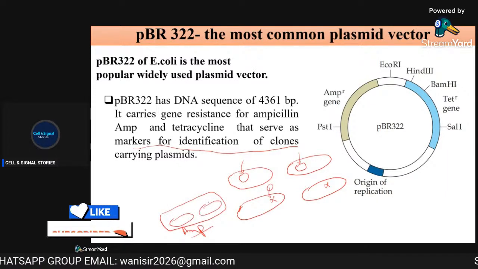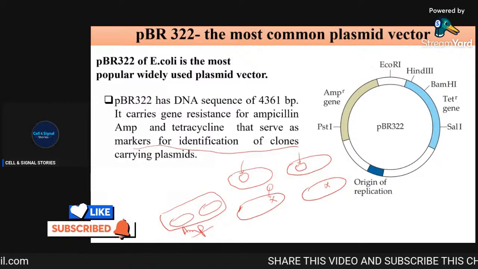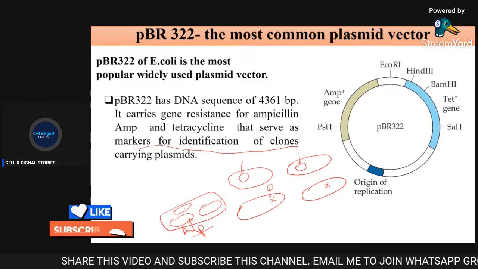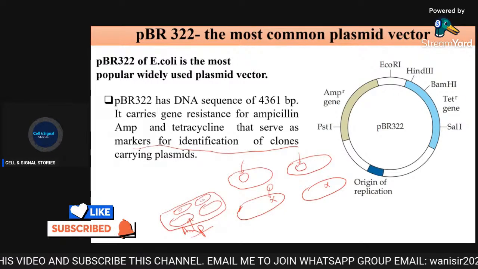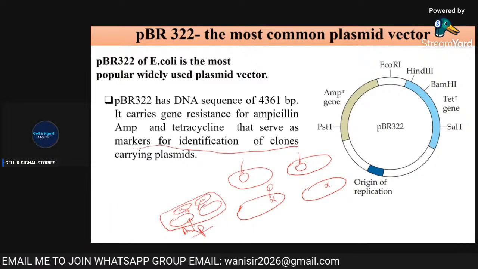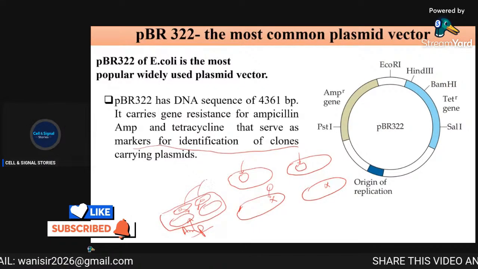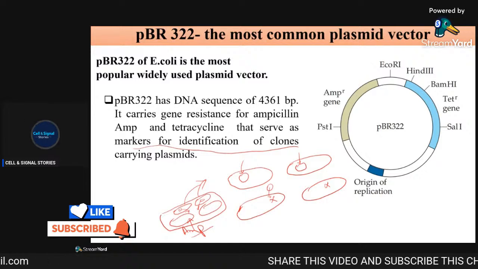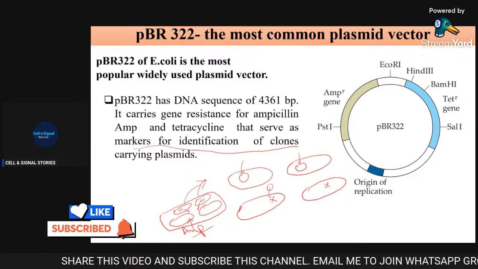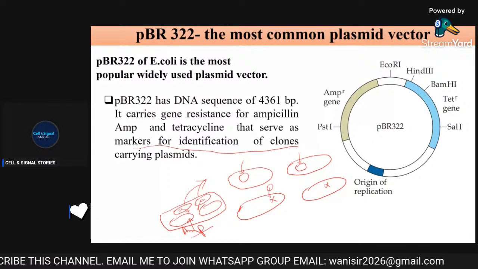These cells which do not have the pBR with the ampicillin resistance gene will die because they are sensitive to ampicillin, and those cells which have the vector inside them will live because the ampicillin resistance gene will show resistance and they will not be sensitive. We can easily understand that only those cells which live are having the vector inside them. So this is very easy to understand: they serve as identification markers for clones.